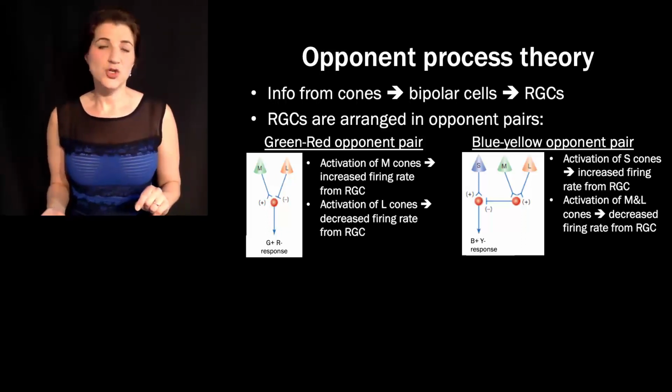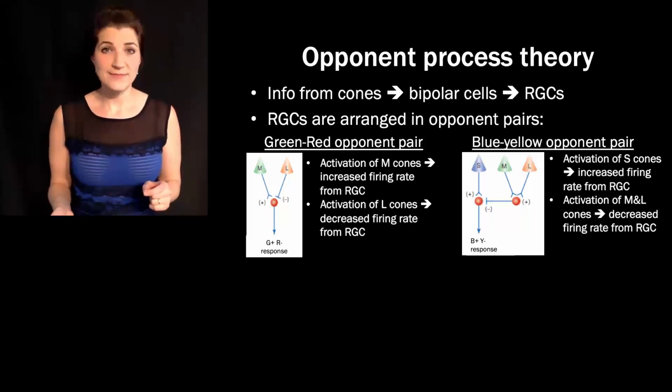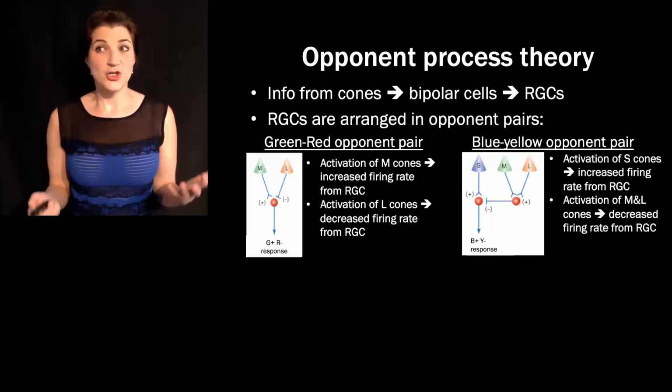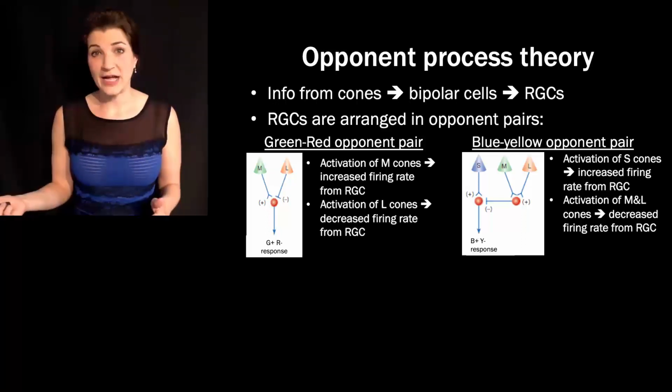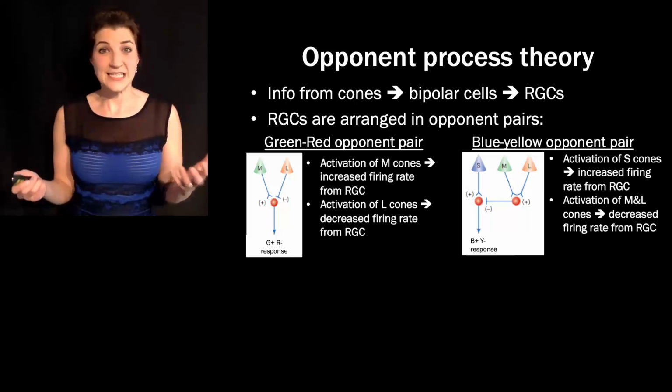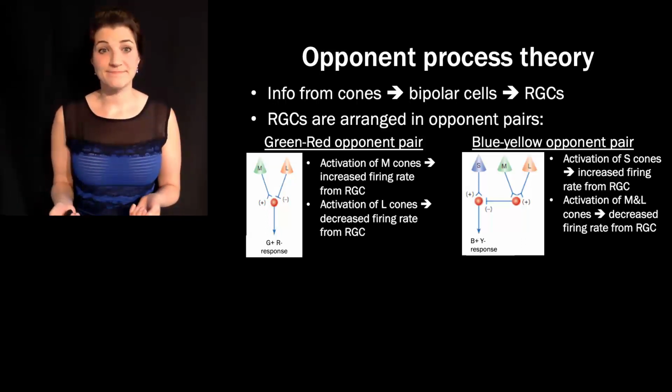Sometimes people ask why the short wavelength sensitive cones aren't part of the red-green opponent pair circuit. The reason for that is that short wavelength sensitive cones are not active when viewing green or red light. So the response from those cones isn't important for distinguishing between red and green.